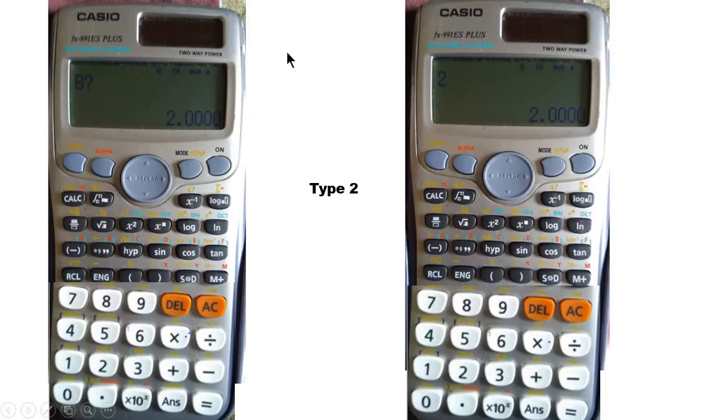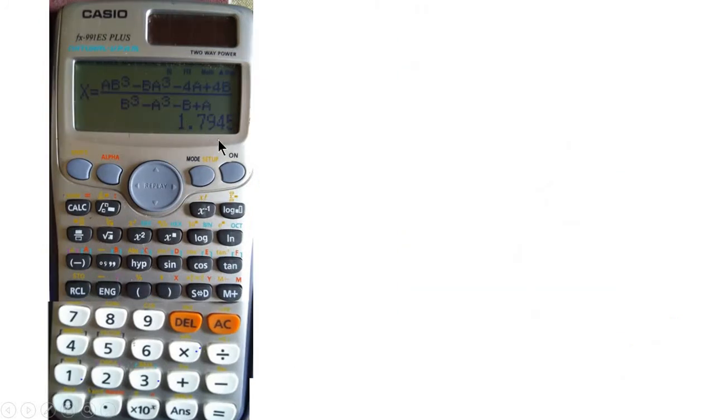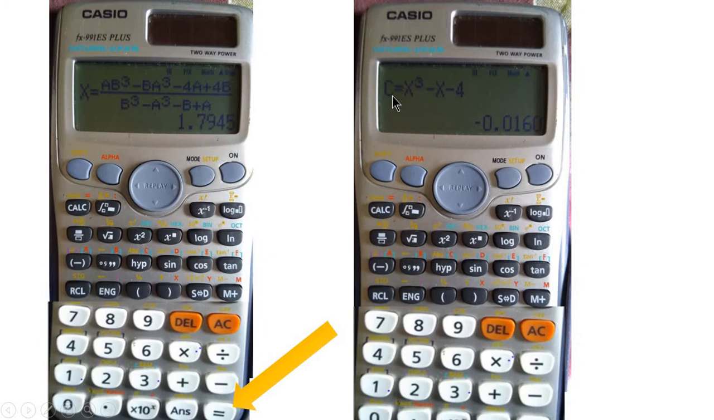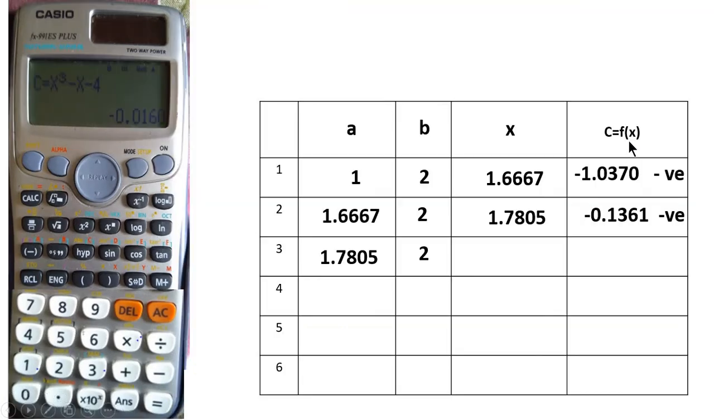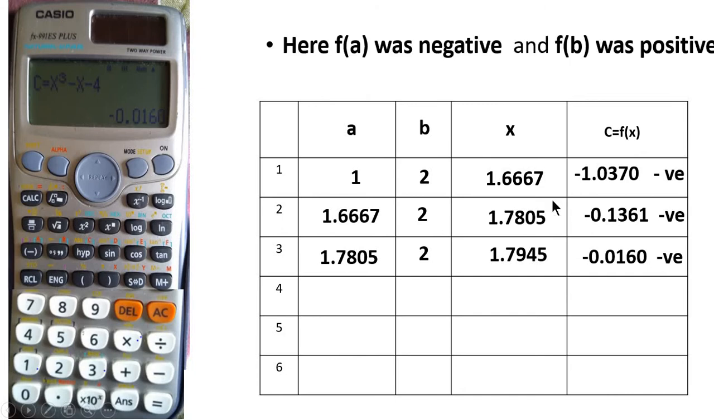What is the value of b? Type the new value, equal to, it will give you x. Write this in your notebook, press equal to, so you will get c. So write that in your table. Again c is negative, you have to repeat this process.